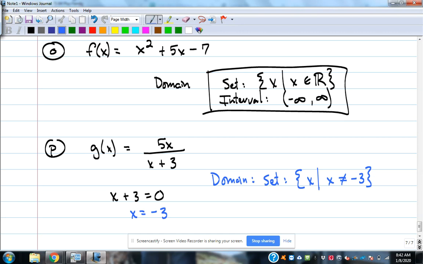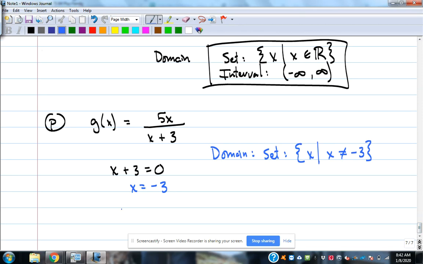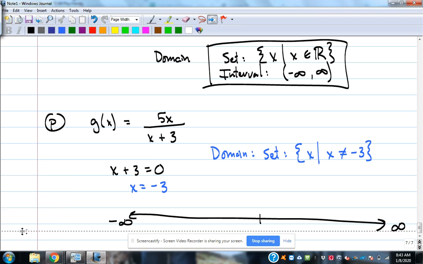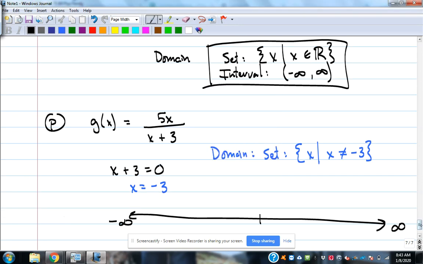That's the set notation. Now, with interval notation, one of the best ways to explain this is with a number line. So I got negative infinity down here and positive infinity up there, right? That makes sense. Go to the left, you go into negatives. Go to the right, you're going to positives. Negative 3 is somewhere in the middle here, right? I'm just going to put a negative 3 there.